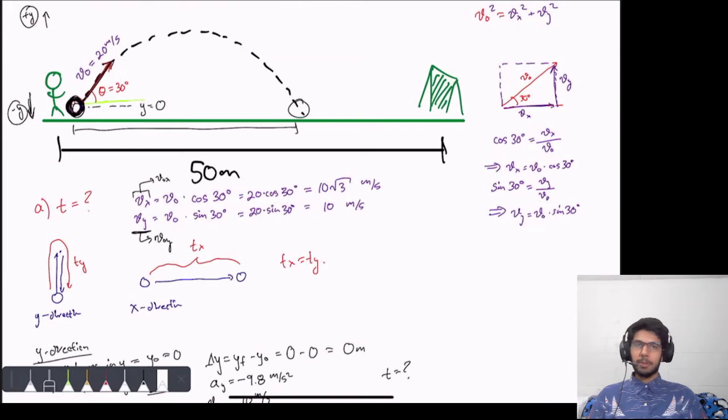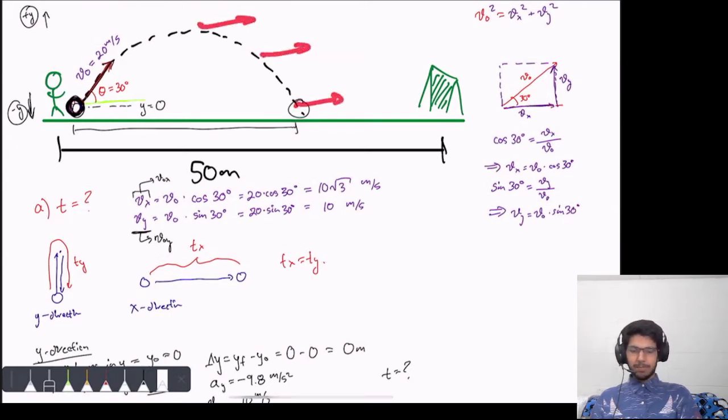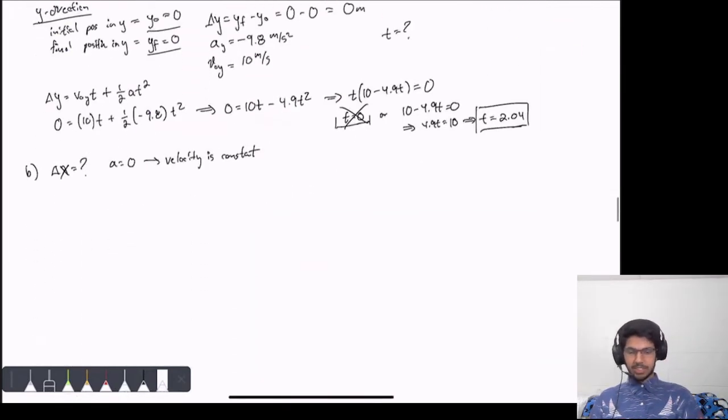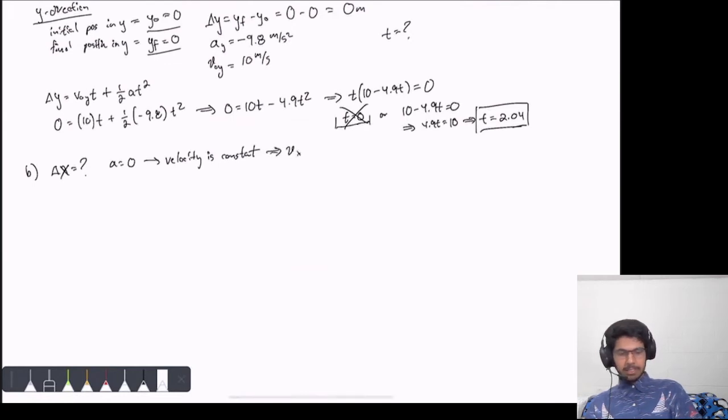We just took the x component of it. So at all points in this journey, at every single point, the x component of the velocity is 10 root 3. I want to make sure that's drilled into your brain, because it doesn't matter where we are. We can be at the starting point, right when the ball is kicked. We can be up here, we can be at the peak, we can be somewhere down here. Even right before it hits the ground, the x component will always be 10 root 3. It's constant, because there's no acceleration. Velocity is constant, so Vx equals 10 root 3 meters per second.